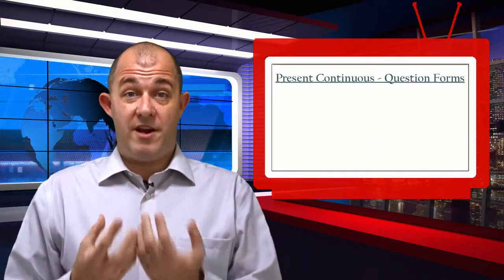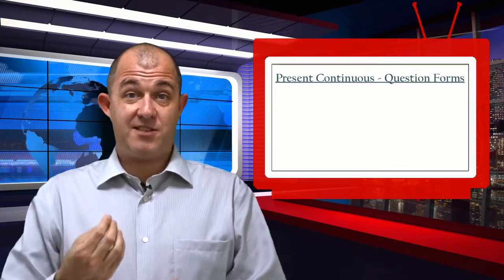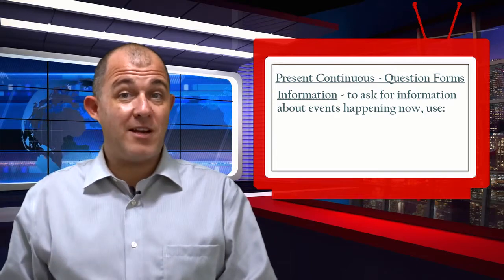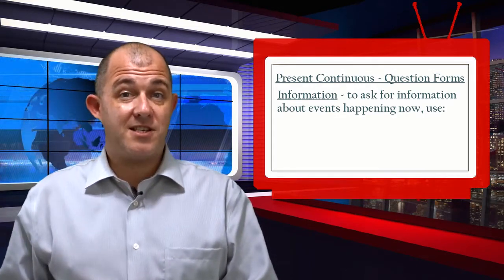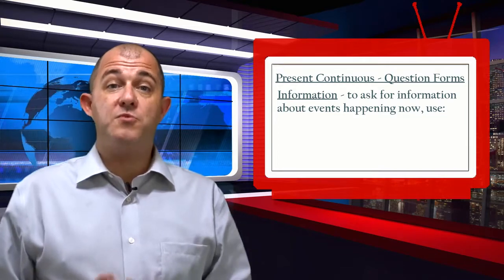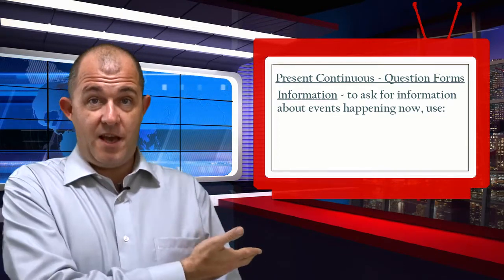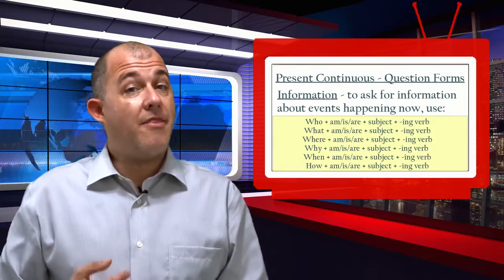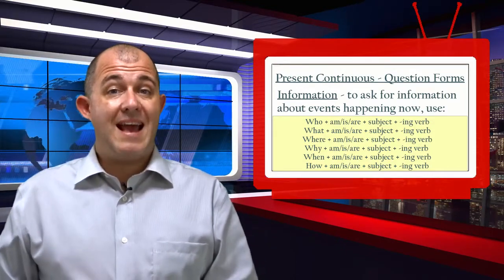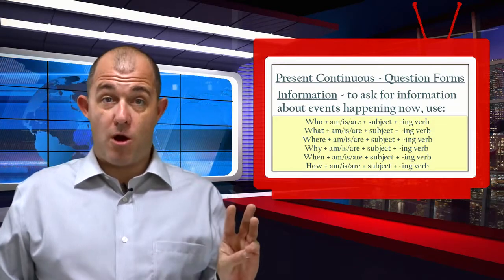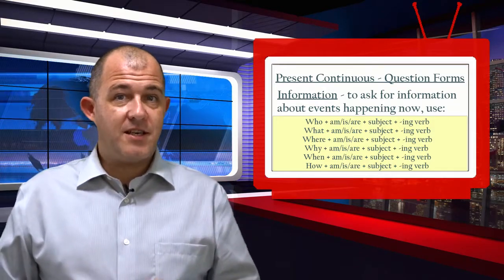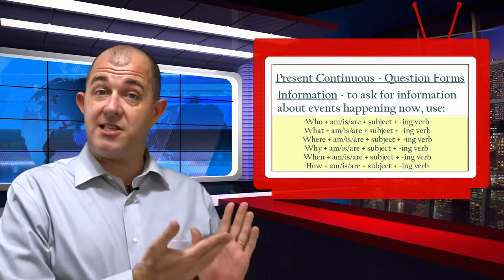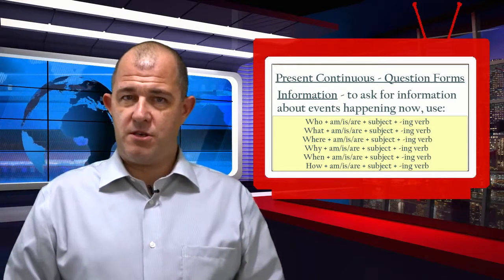When you want more information in an answer to your question, you're going to need to use an information question form in present continuous. In this case, you're going to use one of the structures that you see here on the screen. You're going to begin with a WH word, and then you're going to have the verb to be, am, is, or are, plus the subject, and then the ing verb. Once again, let's take a look at some examples to see how it works.